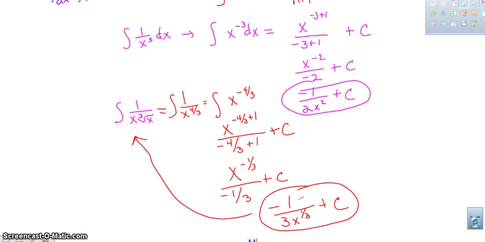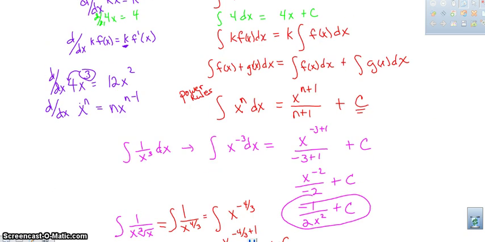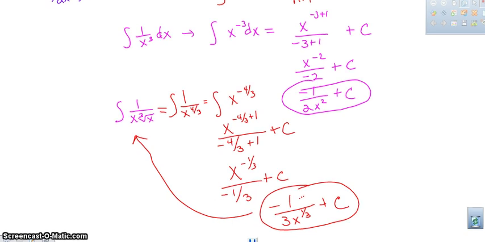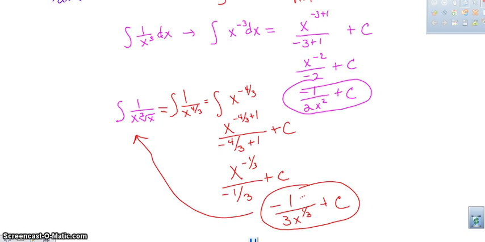You guys are going to try a few of these today with the power rule, and we will try more with integration tomorrow in class. Check Canvas for the assignment.